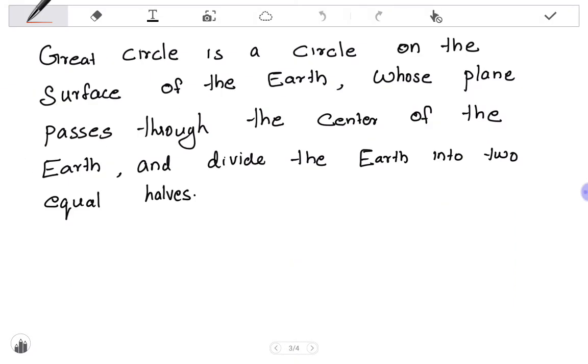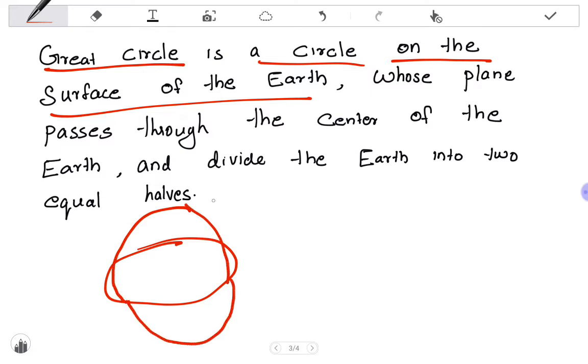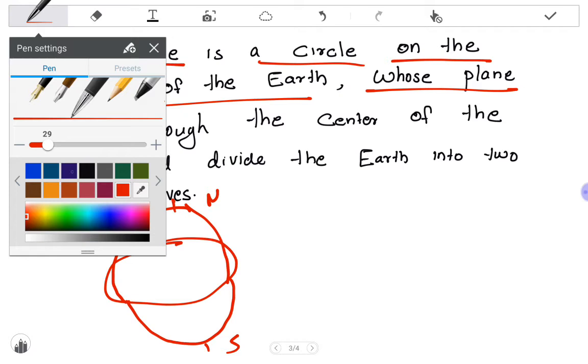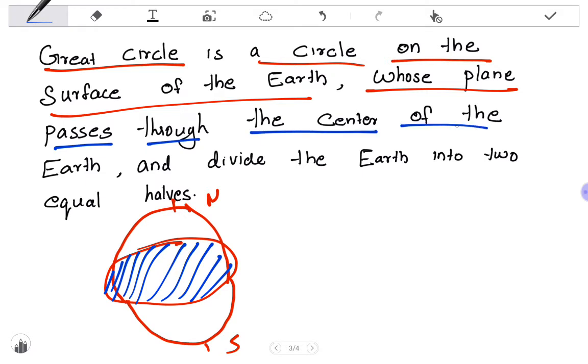So I'll read the definition of a great circle. A great circle is a circle on the surface of the earth. That means the earth is here, north pole, south pole. Whose plane, the plane of the circle that we draw, correct, passes through the center of the earth.